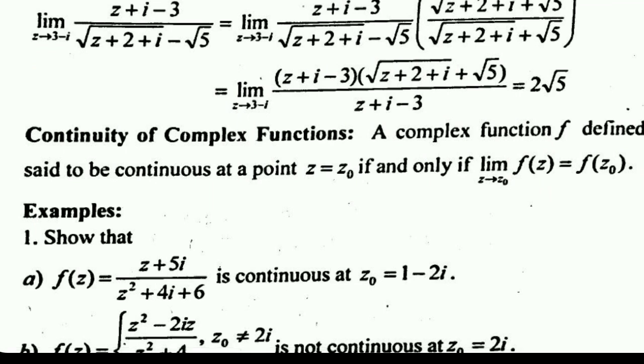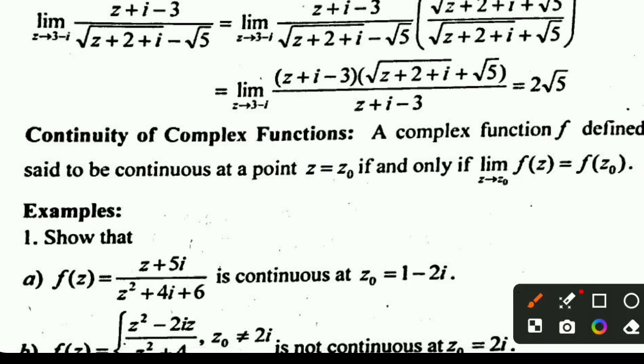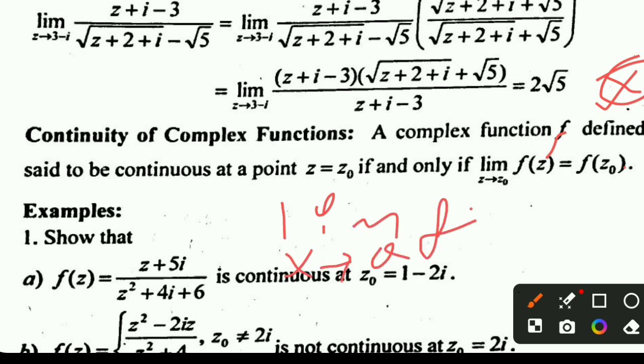Then, continuity of a complex function. When you think about continuity of a complex function, you should immediately think of continuity of a function in the real number system. It is the same, but here our z is a complex number, whereas in the real number system there is x. If the limit as x tends to a of f of x is equal to f of a, then our function is said to be continuous.